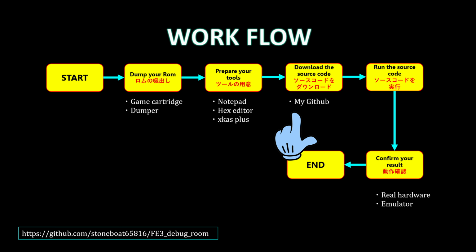Alright, let's get back to the workflow. Step 3 is the most important part of the entire process. This is where you'll need the source code to unlock the debug room. Head over to my GitHub page, go into the repositories section, and download the source code from there.